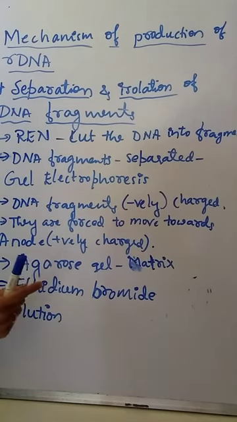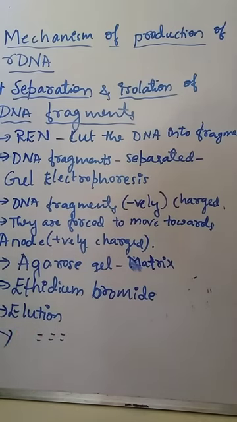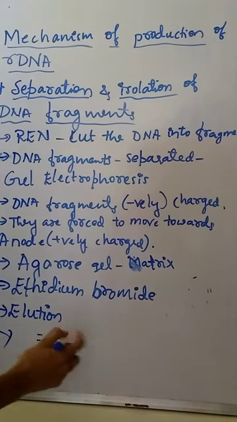After elution we will get the DNA fragments, which are then purified and used in the construction of rDNA by joining them with the cloning vector. For example, consider these are the purified DNA fragments. Then these DNA fragments are used in the construction of rDNA.